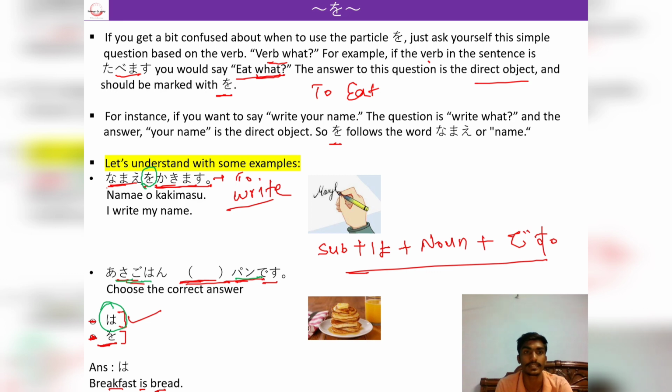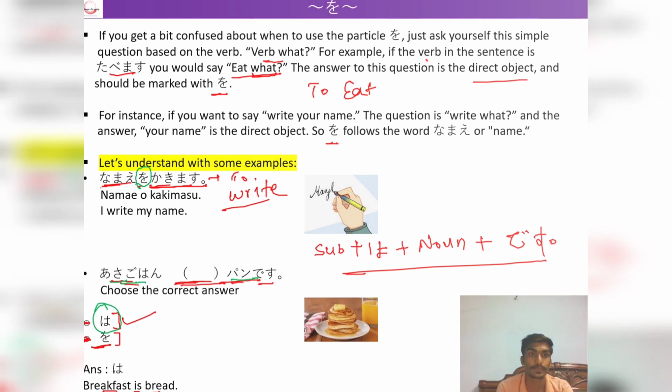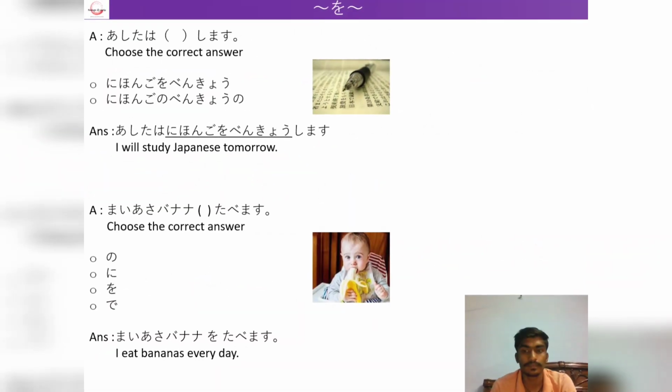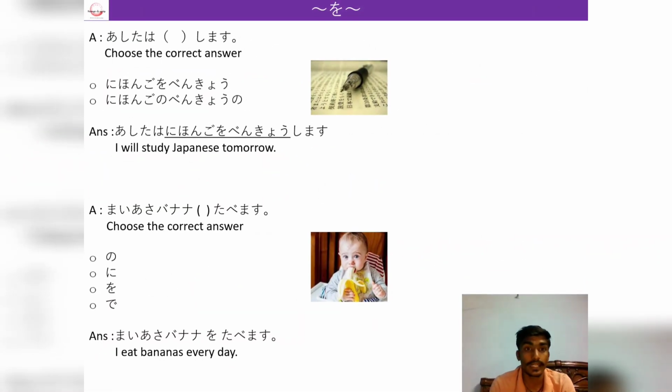Now let's move to some more exercises so that you can do it easily. Our next exercise is "Ashita wa dash shimasu", and it is saying I will study Japanese tomorrow. So here our options are "Nihongo o benkyo" and "Nihongo no benkyo". The no particle is used to show possession or ownership. We have already studied this particle.